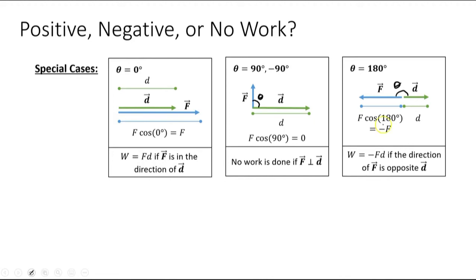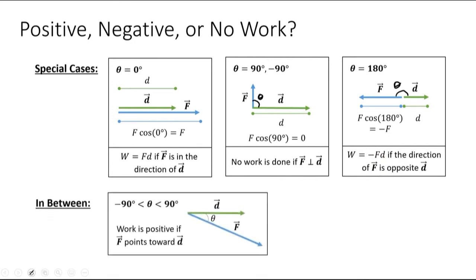And we can see that because cosine of 180 degrees, if you try plugging it into your calculator, you should get -1. And so you just get F cosine of 180 is just negative F. And so you end up with work is equal to minus F times D. And so in that case, then we get negative work.